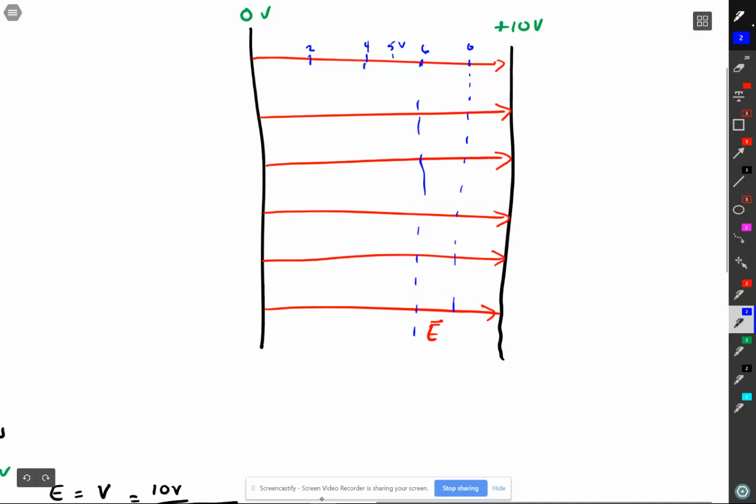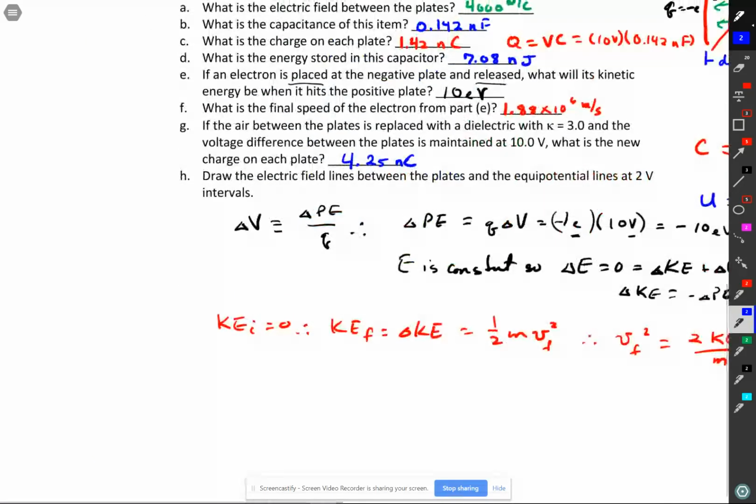I tried to equally space them, but this is artistic license. Every line here is straight. Got it? So these are my equipotential lines in blue: 2-volt line, 4-volt line, 6-volt line, and 8-volt line. So there you have it, and we finished the problem.